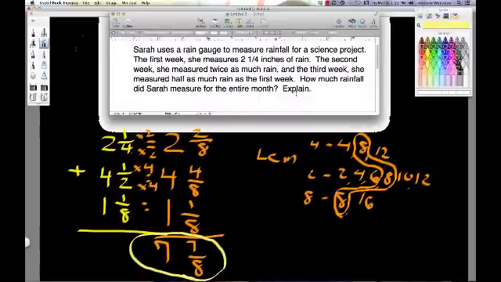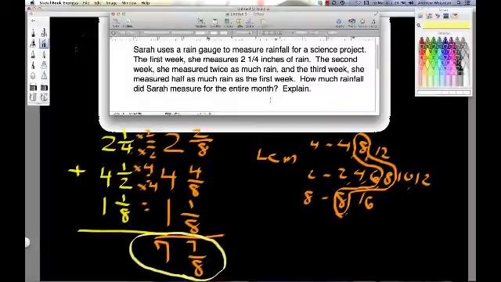So how did we do this? Well, we had to figure out how much rain there was. We knew for the first week. We had to figure it out for the second week. And that's our hidden question. How much rain fell the second week? Hidden question, how much rain fell the third week? And then from that information, we figured out how much rain fell for the entire month.